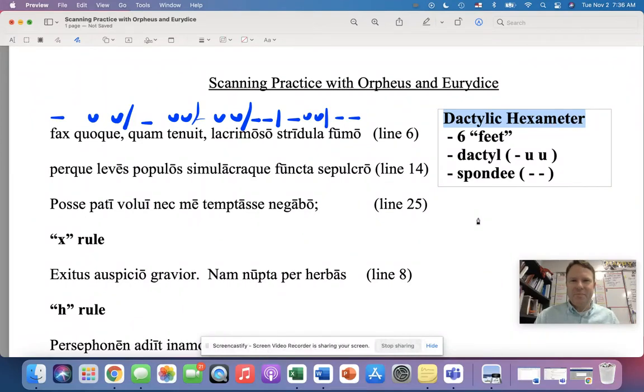Hello, everybody. Today we are going to talk about scanning. We're going to look at how to mark up a line of poetry to figure out the beat, essentially. So poetry is basically like songs in the ancient world.